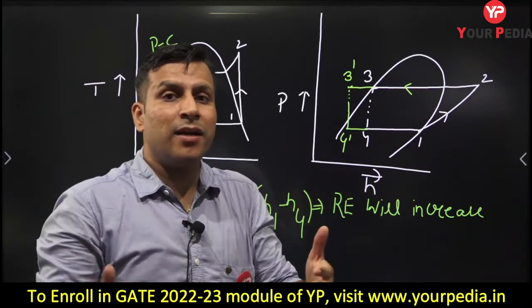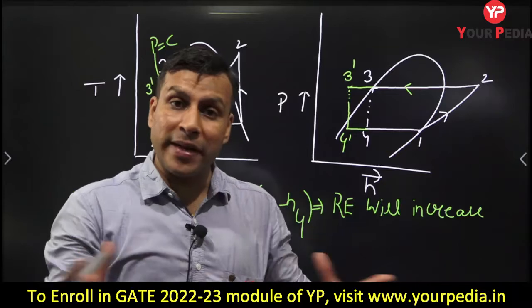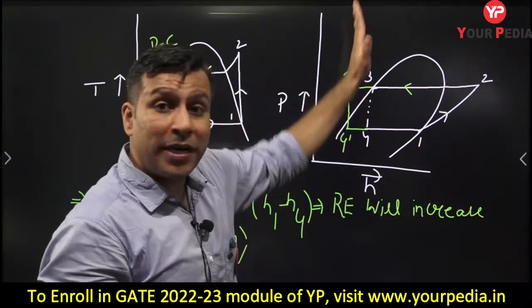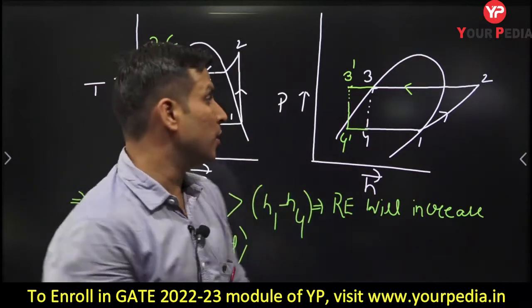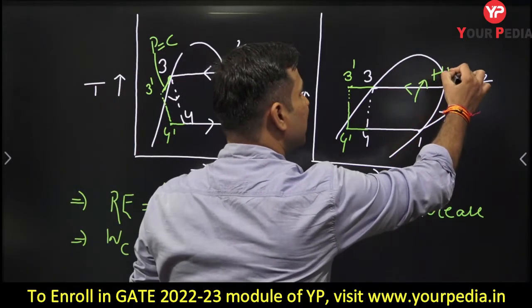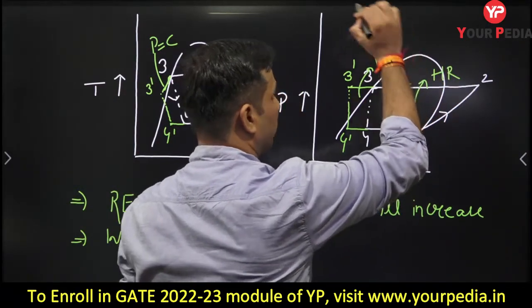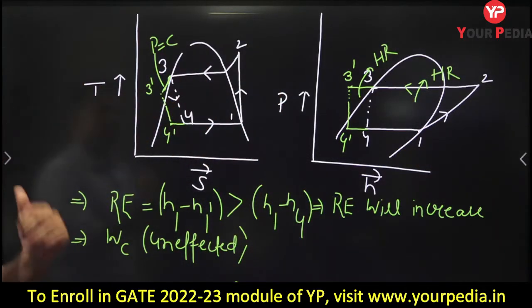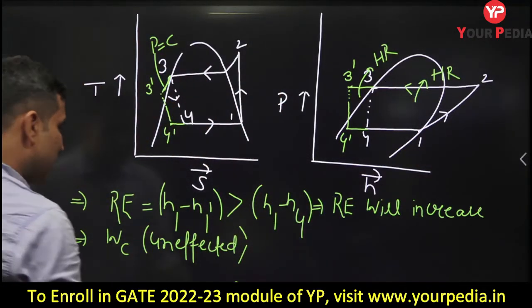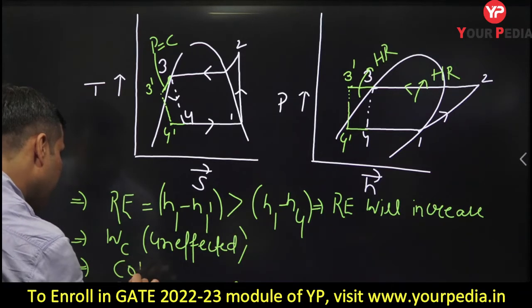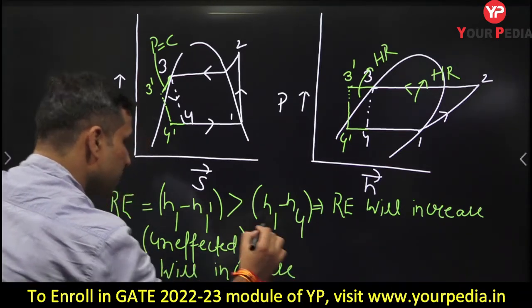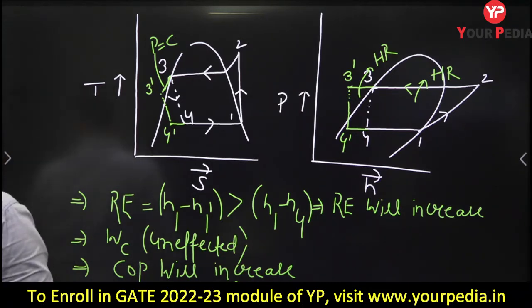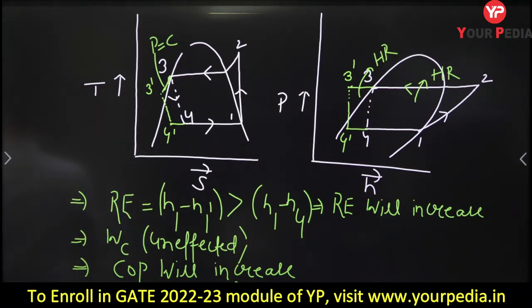अब उससे cost तो बढ़ जाएगा, but your work most of the time will remain unaffected, because here you are supplying fresh water, and here also you are supplying fresh water. This is the heat rejection in the condenser, and this is the heat rejection in the subcooler. चलिए. So WC unaffected रहेगा, COP क्या हो जाएगा बच्चों? COP will increase. COP क्या हो जाएगा बच्चों? That will increase.